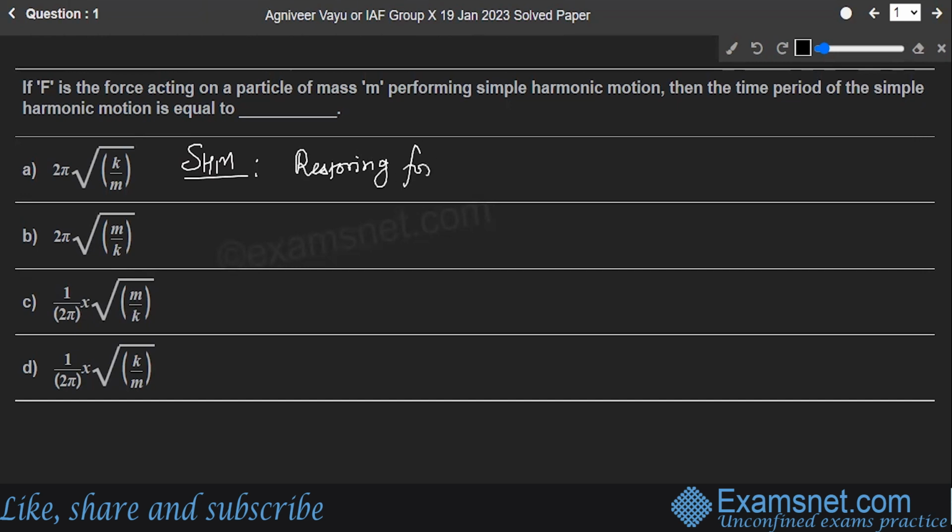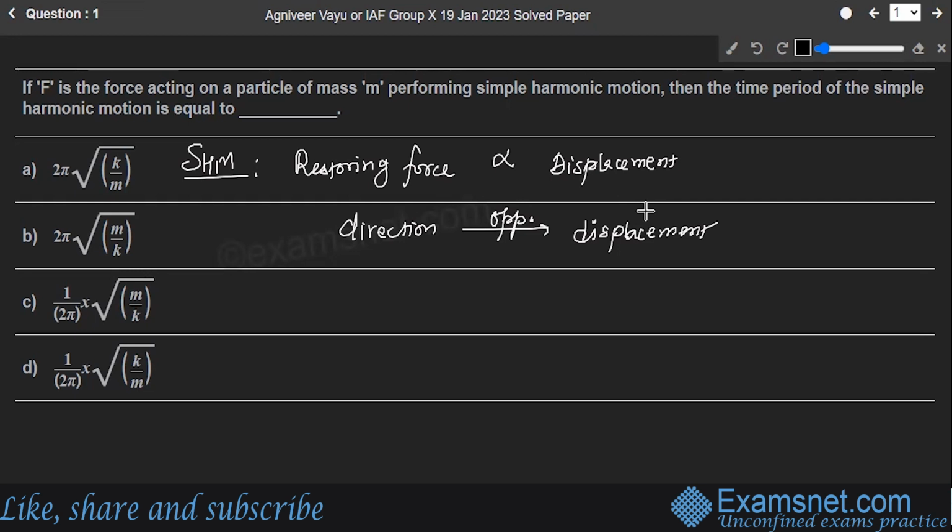is directly proportional to displacement and acts in the direction opposite to that of displacement. For example, you can say the motion of an undamped pendulum, undamped spring mass system. These are the examples for the simple harmonic motion.